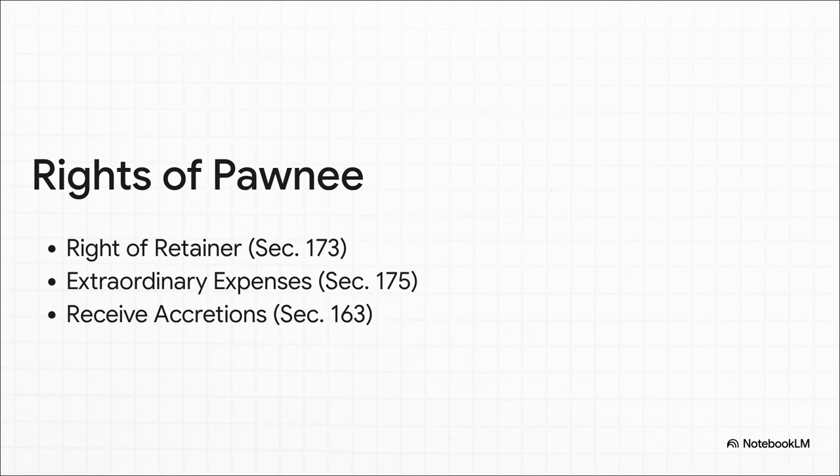Here is your absolute exam strategy. Citing sections 173, 175, and 163 correctly alongside the headings is the only way to elevate an average answer into a top-tier answer script.